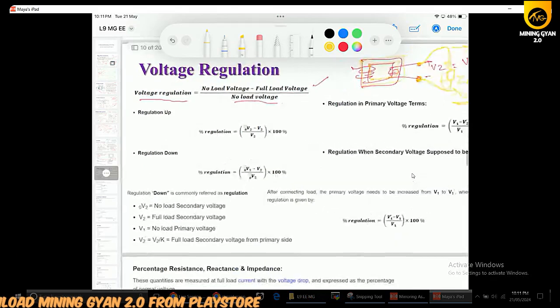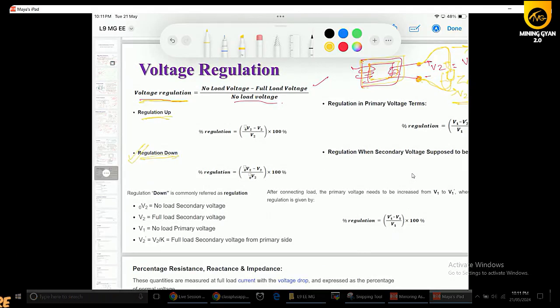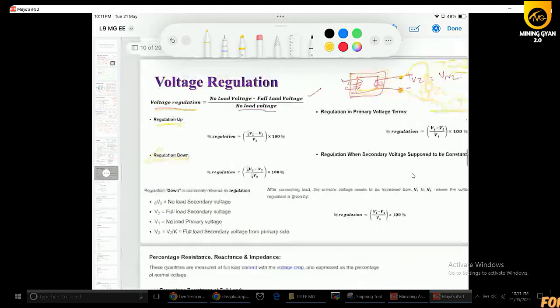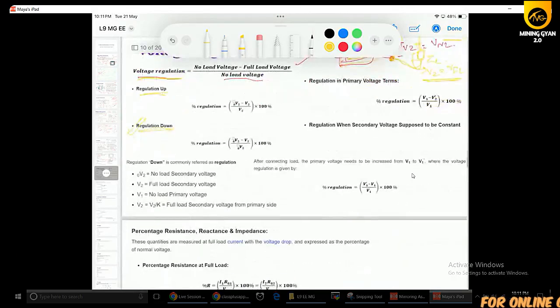Okay, so voltage regulation is the measure. We can have regulation up or regulation down, but generally we prefer regulation down because we want to know about this only. So what is the percentage regulation when it is down? Regulation down is V2 0 minus V2 divided by V2 0.